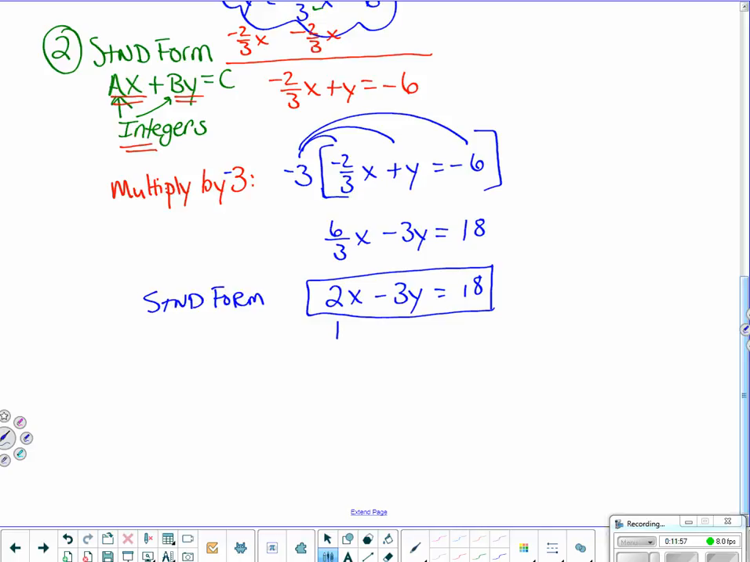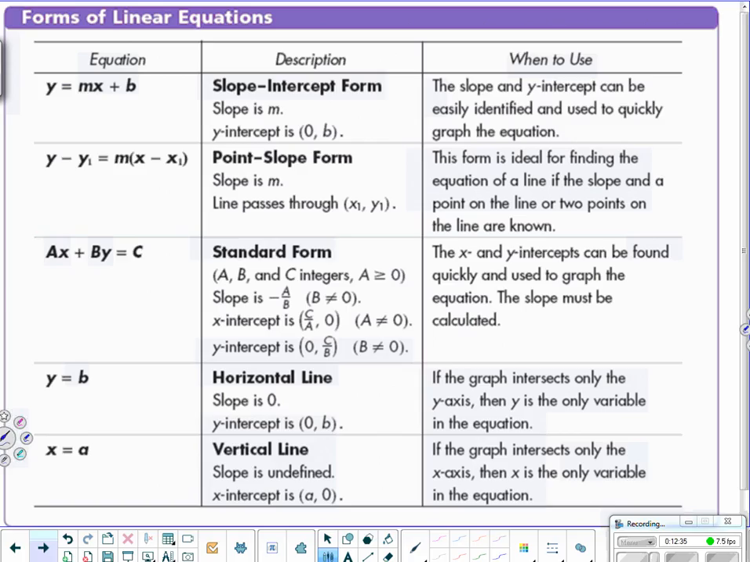Notice how my a value in ax plus by, a is a positive integer. And that is really a requirement for standard form. The other one just needs to be an integer. It doesn't have to be positive because we might not be able to force it to be positive. Okay? So if we'd had any more fractions left, we'd want to still multiply by something to get rid of the denominators, but we're sitting in good shape. Okay, those two are fussy forms and they will take a little bit of work.